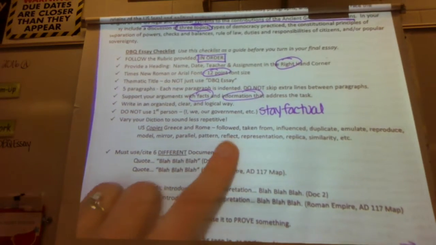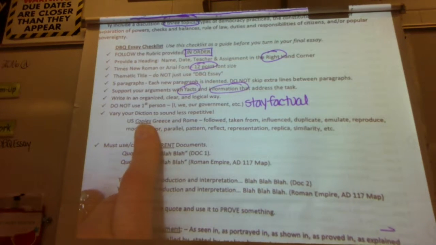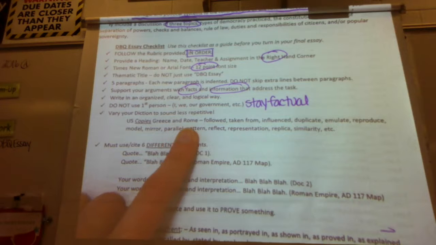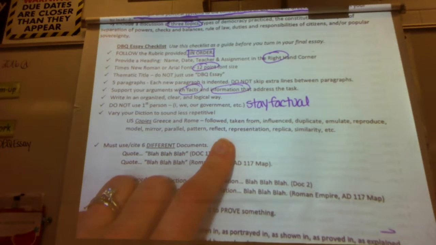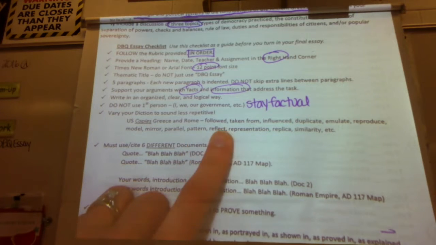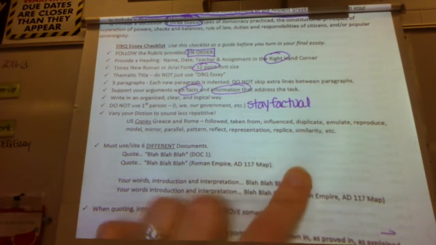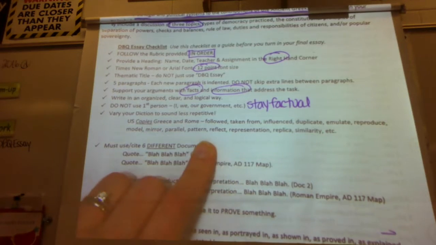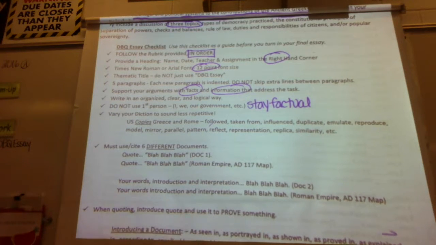So I've given you a little list or a thesaurus here of other ways to say copies, because the United States copied ancient Greece and Rome. You're going to be saying that over and over again. So try to mix it up, vary your diction. And I've given you a list, like followed, taken from, influence, duplicate, etc. I've given you some choices. So maybe each time you use it, cross one off. Then it'll really mix up your paper. It'll make it flow nice.